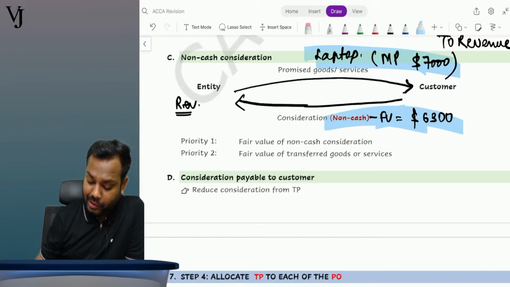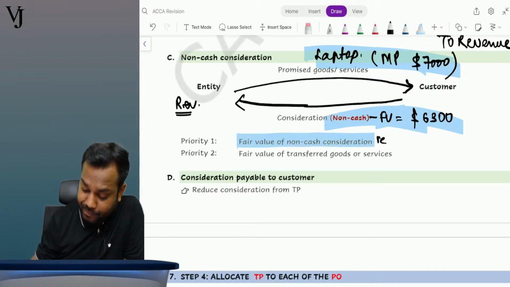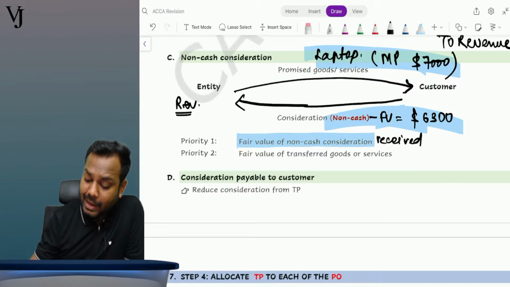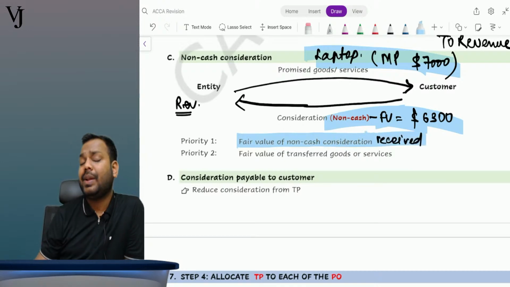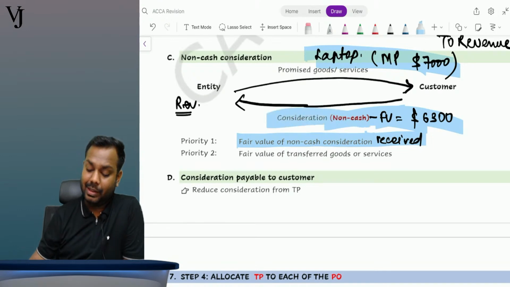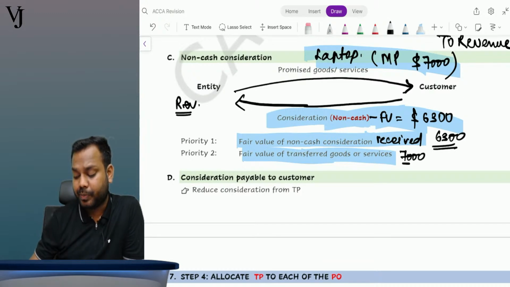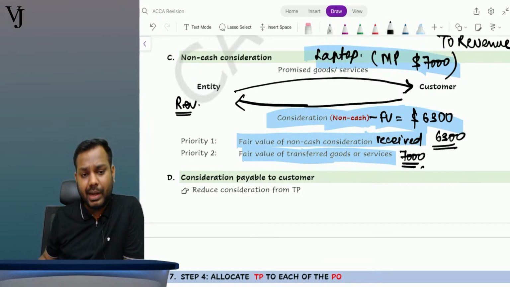Fair value of the non-cash consideration received. But if in any situation you are unable to find the fair value of this consideration, then in that case you can take the fair value of the transferred goods or services. So first priority is 6,300, but if you are unable to find the value of the 6,300, then you can take 7,000 as revenue. Is that clear, everyone?